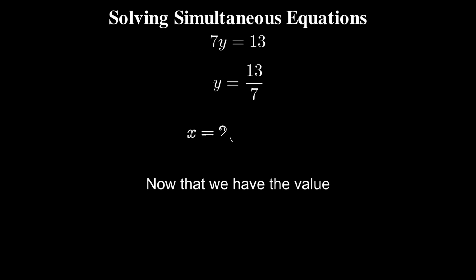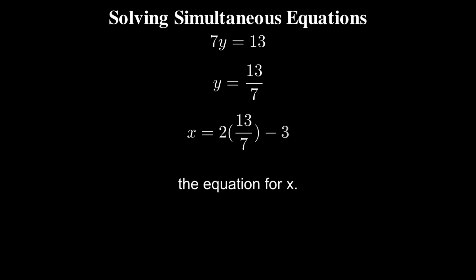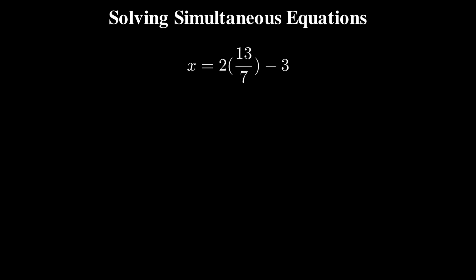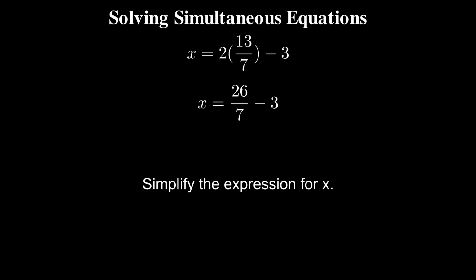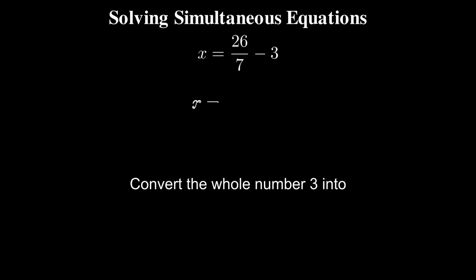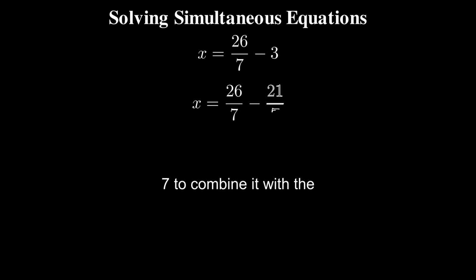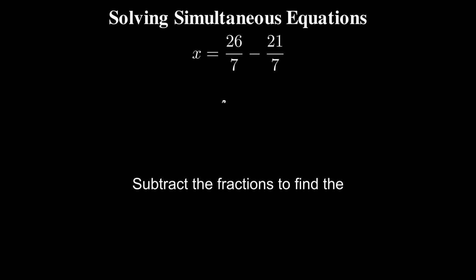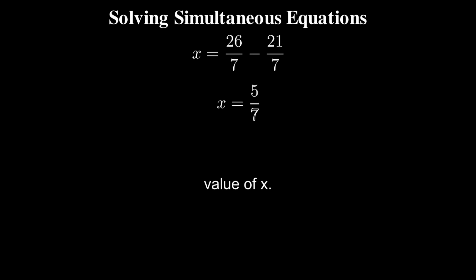Now that we have the value of y, substitute it back into the equation for x. Simplify the expression for x. Convert the whole number 3 into a fraction with a denominator of 7 to combine it with a fraction. Subtract the fractions to find the value of x.